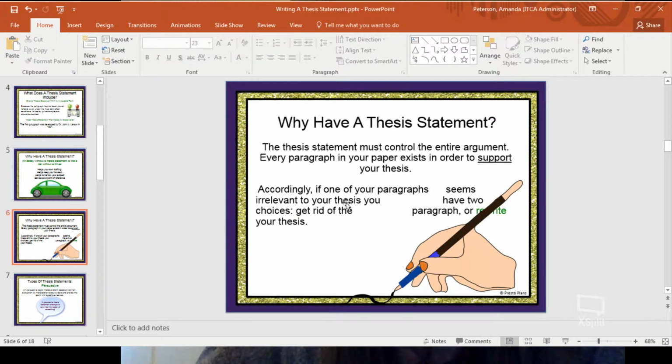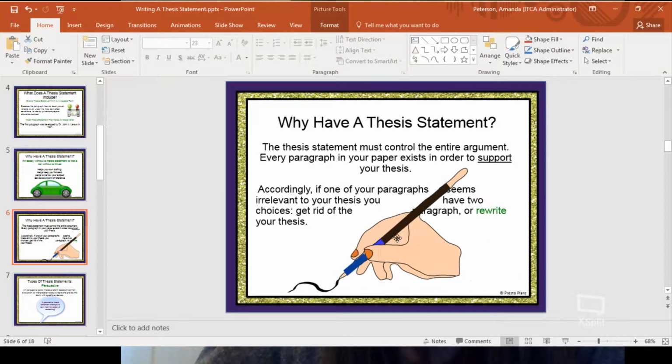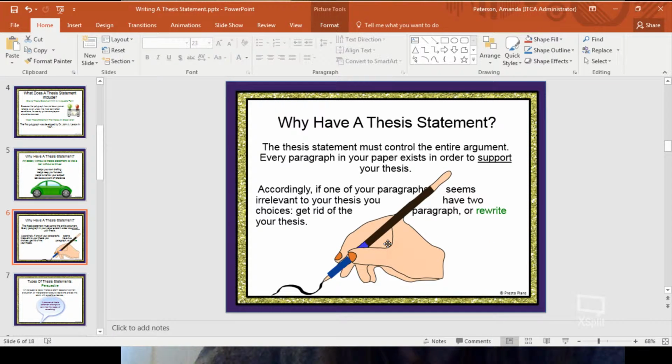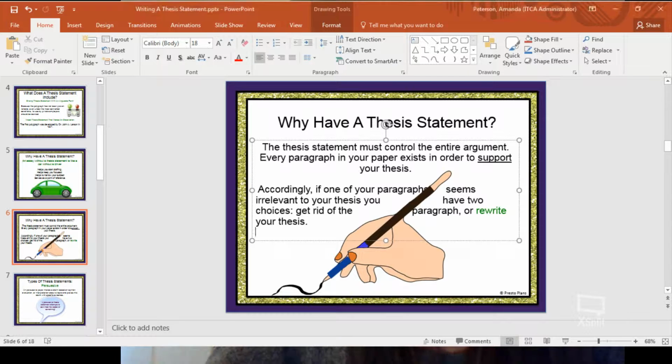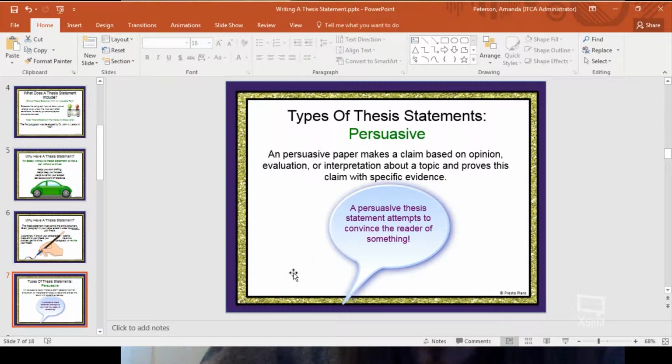Accordingly, if one of your paragraphs seems irrelevant to your thesis, you have two choices. You need to either get rid of the paragraph, that's why this little hand moved, or you need to rewrite your thesis statement. Okay, so if nothing ties back to your thesis statement, you need to get rid of it or rewrite your thesis.